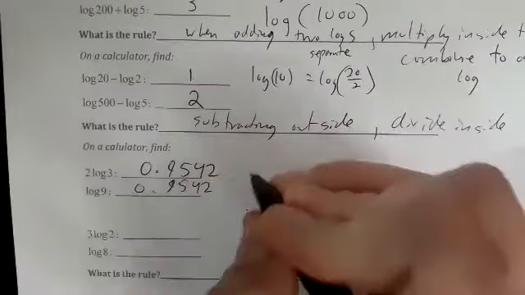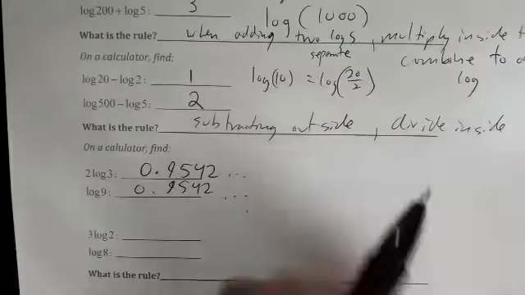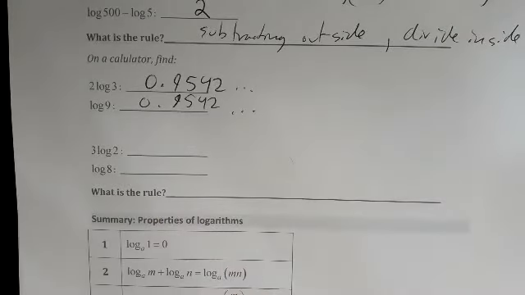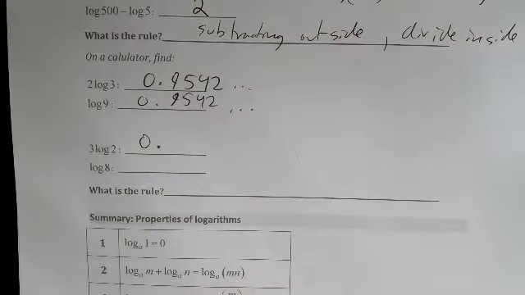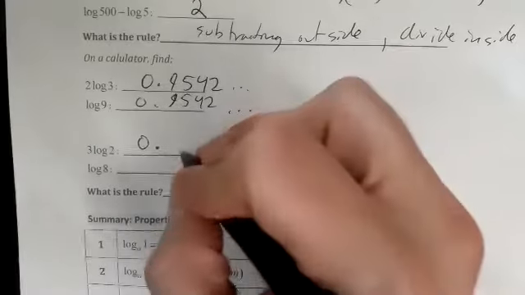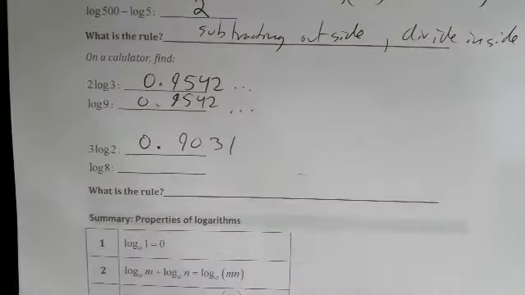What they're wanting you to recognize is calculating. They should give you the same thing. 3 log of 2, that's not going to be the same thing as 2 log of 3. It's going to be point, and now I'm rounding again, 903. And if I do log 8, what they want you to notice is that it should give you the same thing.